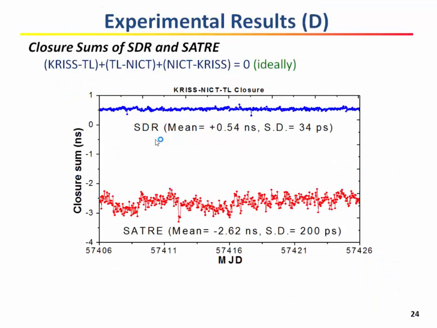And finally, I will show you the closure sum results. The blue curve is the closure results obtained by the SDR. Ideally, the closure sum results will be very close to 0. And the SDR results here show a very small standard deviation and are much closer to 0. And here is the C3 data. They are much farther from 0 and have a larger standard deviation here.